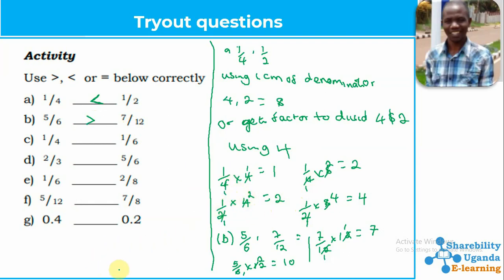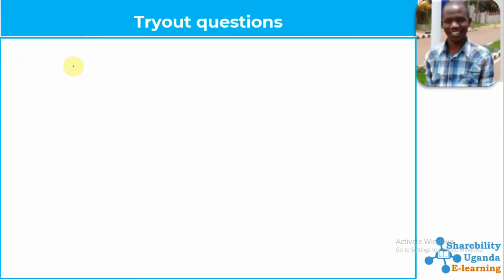Okay, so let's also look at another number. Let's look at our part C. Our part C is 1 out of 4, then 1 out of 6. So we are now solving our part C. Part C is 1 out of 4, then 1 out of 6.